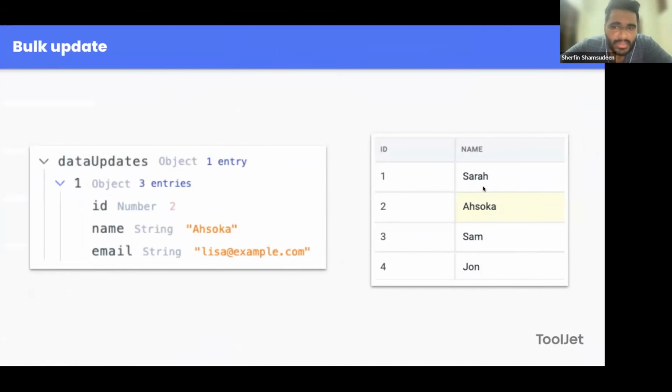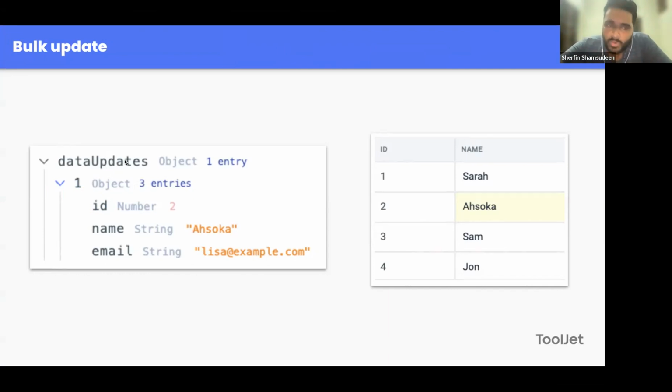So in here there is Sarah, Jane, Sam, and John was the initial data. I changed Jane to Ahsoka, which is a Star Wars name. I'm sorry, I drop Star Wars names all the time. So it was Lisa, the name was Lisa, and I changed it to Ahsoka. So you can see that the data updates has turned into that particular row with the updated name.